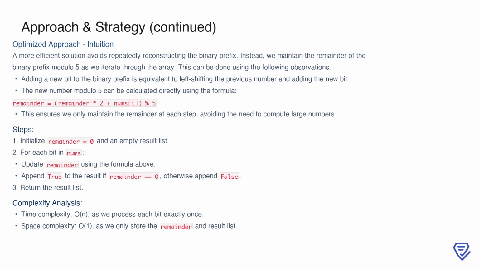The steps are straightforward: initialize the remainder to 0, iterate through the binary array, update the remainder using the formula, and append true to the result list if the remainder is 0, or false otherwise. Once the iteration is complete, we return the result list. This method has a time complexity of O(n), since we process each bit only once, and a space complexity of O(1), as we only store the remainder and the result list.